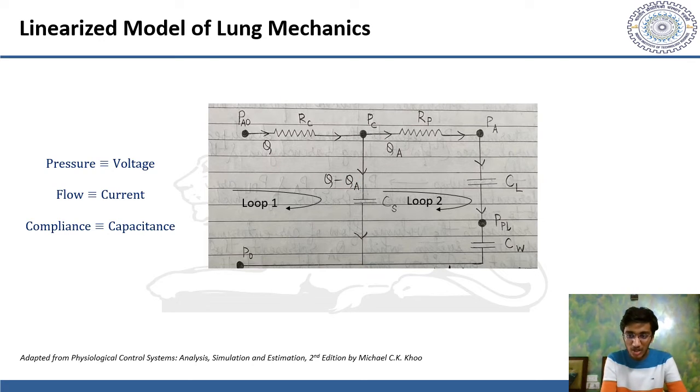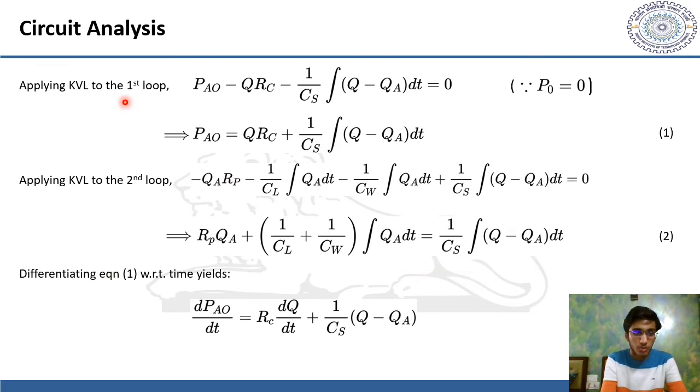So first of all, we apply Kirchhoff's voltage law to the first loop. This would yield PAO minus Q RC minus 1 over CS times the integral of Q minus QA times dt is equal to 0. This is essentially because of the fact that P naught has already been set to 0.